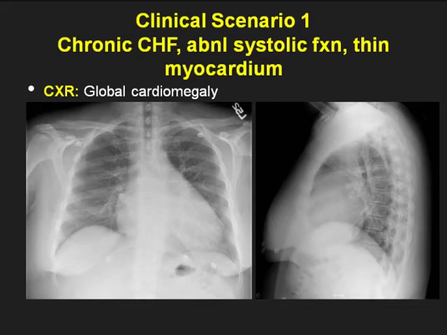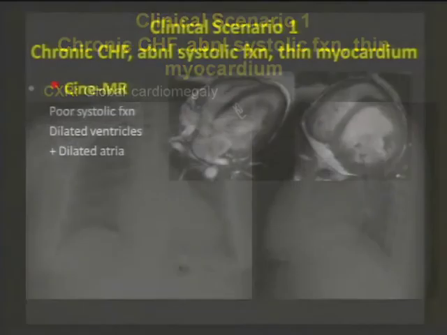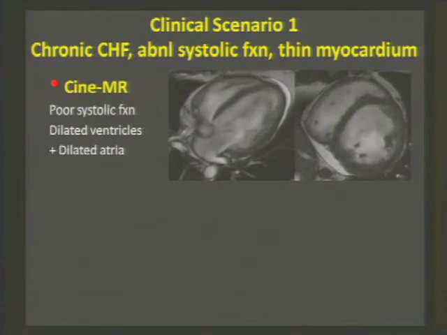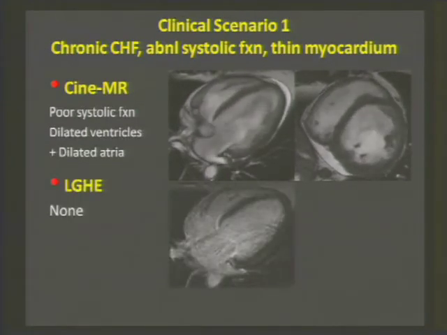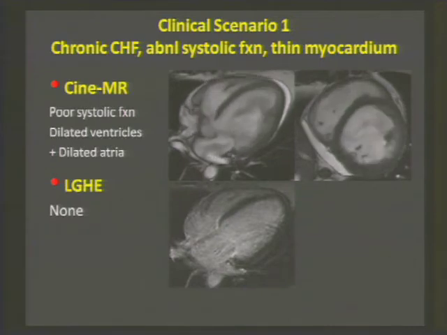On chest radiograph, you can see global cardiomegaly. On cine MR, you can see the ventricles are dilated, they're not functioning well, and based on severity, you can have atrial enlargement because of the mitral regurgitation. There was no late gadolinium enhancement. This is a case of idiopathic cardiomyopathy.